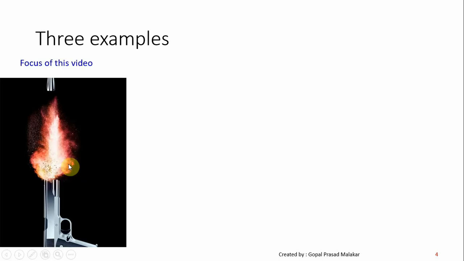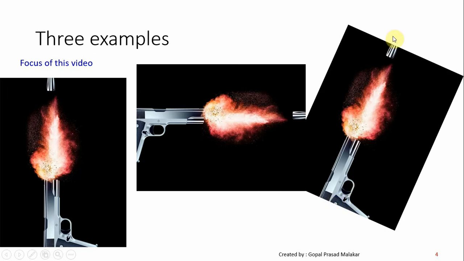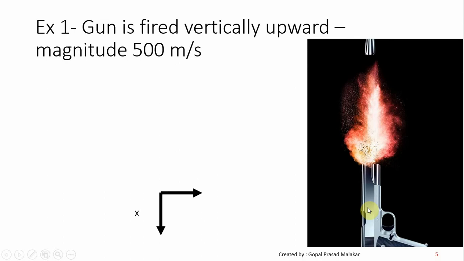So there are 3 gun shot examples that are going to happen. I'm going to talk about this one, which is the focus of this video. I'll also talk about the situation where the gun shot is fired horizontally, or fired at an angle, neither vertical nor horizontal, and what happens. These two will be presented after I make the video on projectile motion, which will be the next video in this playlist. So let's understand the first case where the gun shot is fired vertically upward.